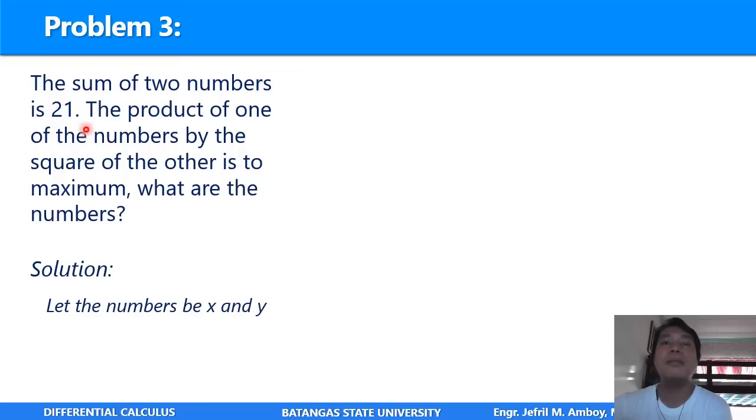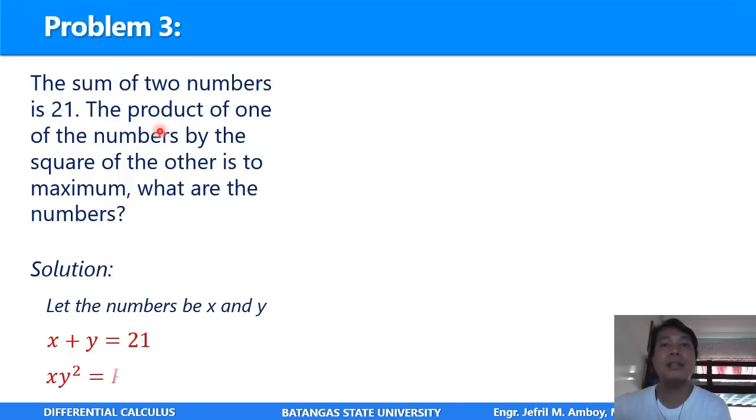The sum of two numbers is 21. So, the sum will of course be x plus y, and that x plus y is equal to 21. So, you write it down. That is one of your equations. And then, the product of one of the numbers by the square of the other is to be a maximum. So, we need a product. Which are we going to multiply? One of the numbers. For example, that is x, and then the square of the other. Okay, so we will multiply x with the square of y to get a certain product P. No? So that x times y squared is equal to a certain product P.